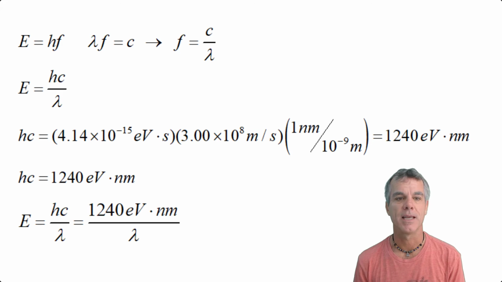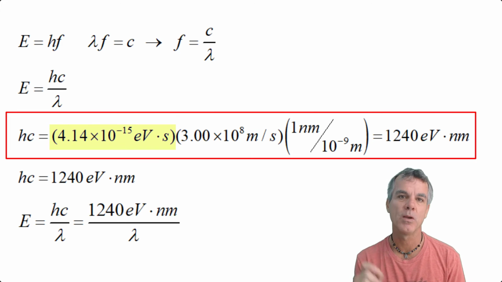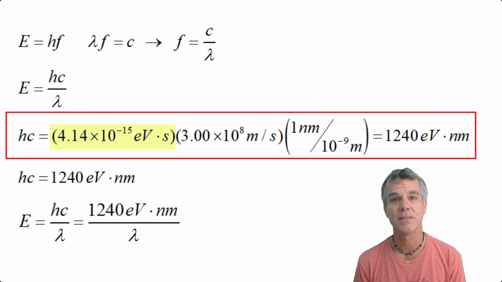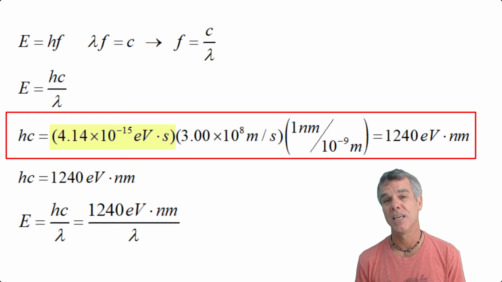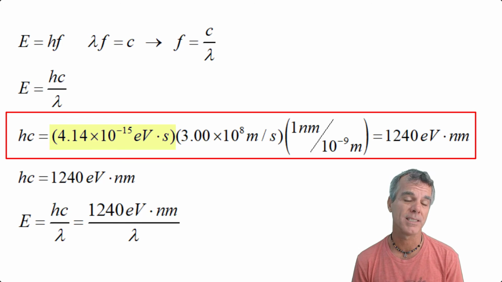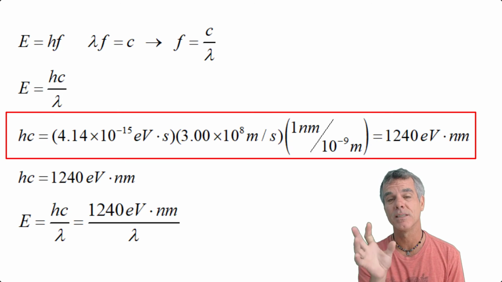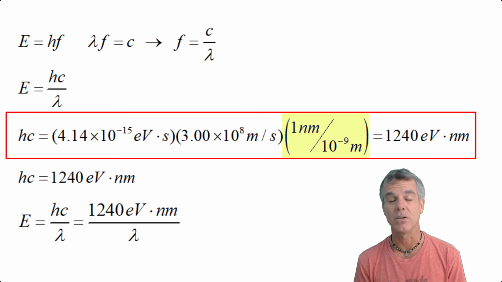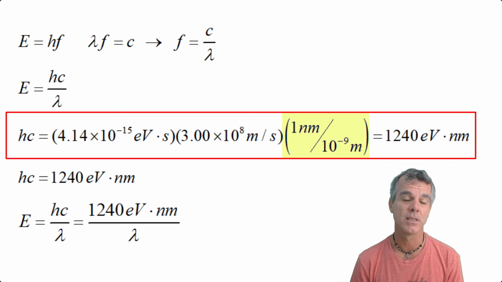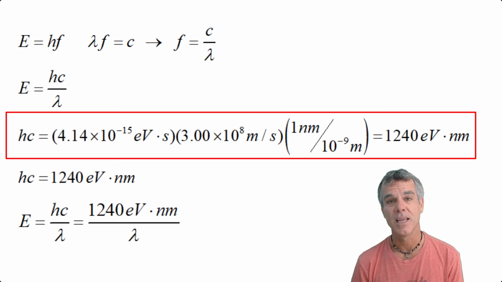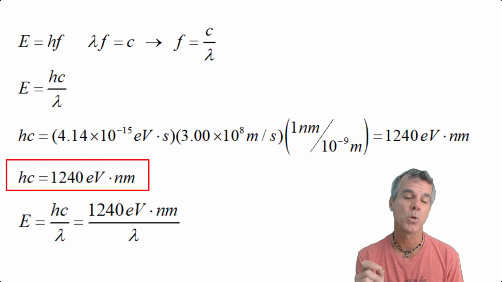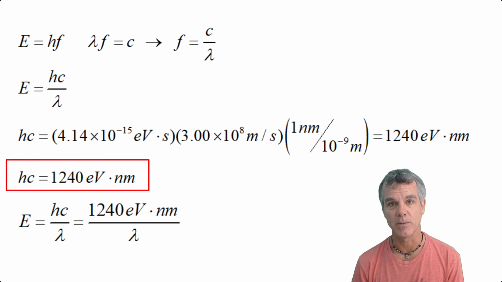Using Planck's constant as h equals 4.14 times 10 to the minus 15 electron volt seconds, if I take h and multiply by c, where c is the speed of light, 3 times 10 to the 8 meters per second, and then I convert to nanometers, where a nanometer is 10 to the minus 9 meters, h times c ends up being equal to 1240 electron volt nanometers.